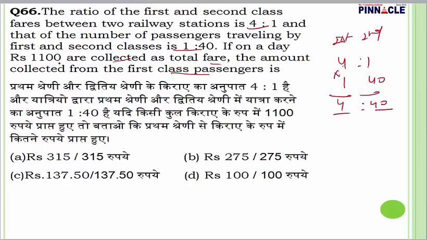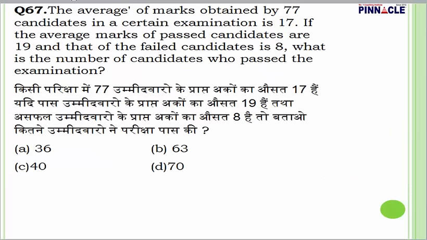If 1100 is collected as total fare, 40 plus 4, or you can say 1 plus 10, the total is 11 parts. The amount collected from first class is 1 part. So if the total is 1100, then first class would be 1 by 11 into 1100, that is 100. So 100 rupees is the answer. Answer is D.